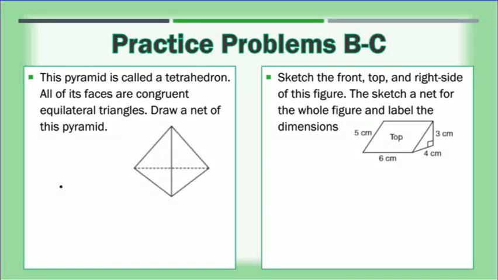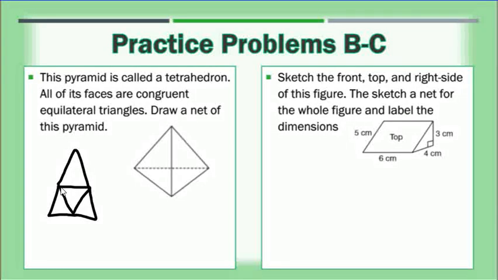So if I drew a triangle right here, so saying that's the bottom part, that means I have a top part. This will form a triangle here. We have a triangle here. We have a triangle here. And so you can see I have a tetrahedron there.